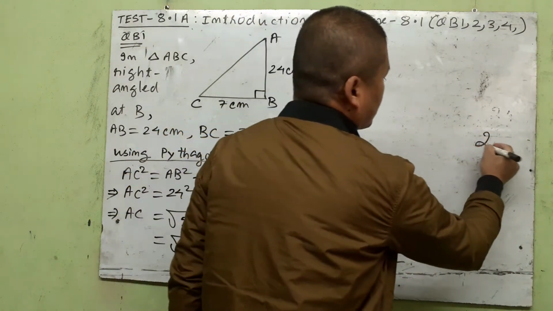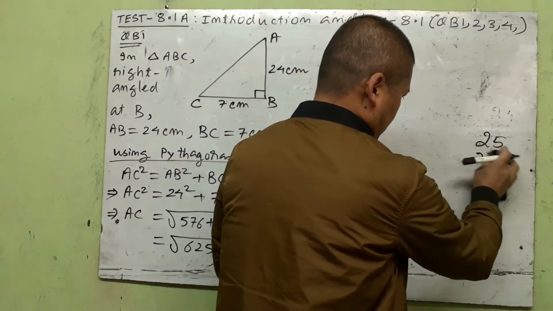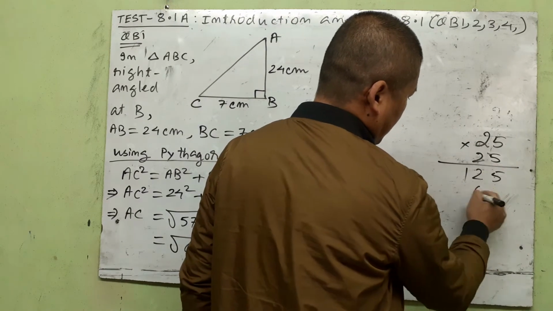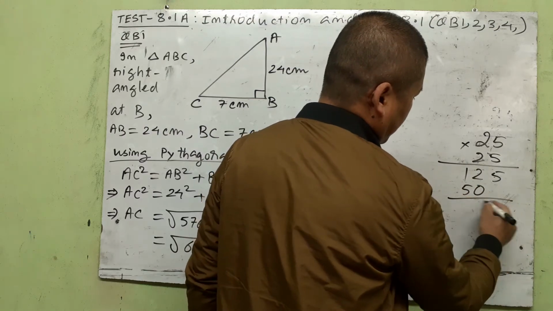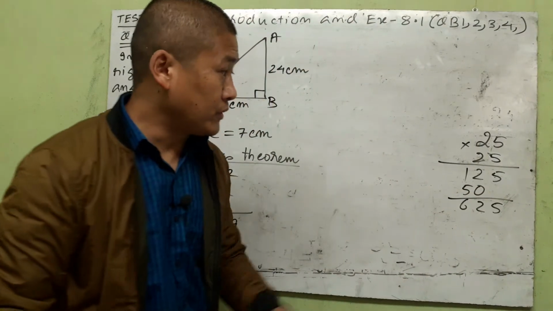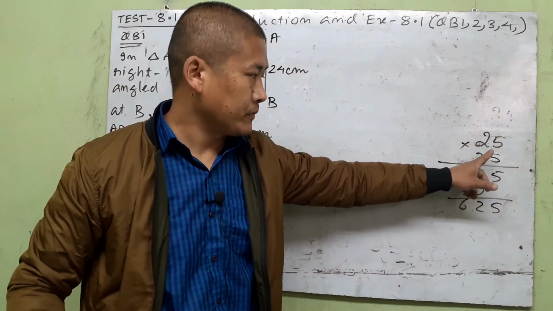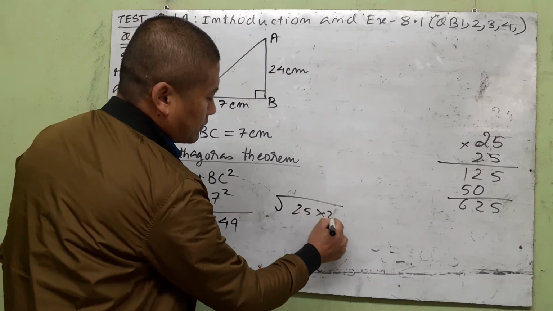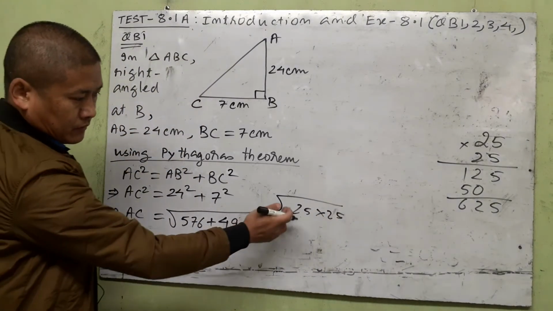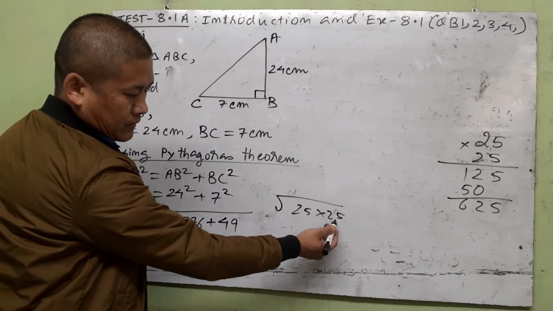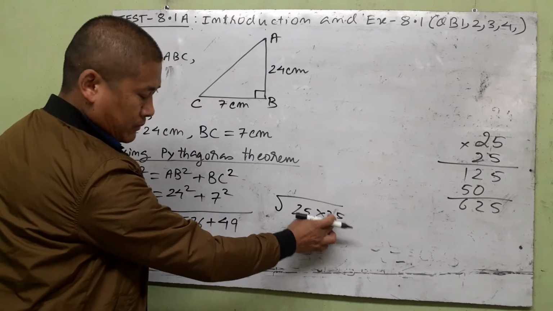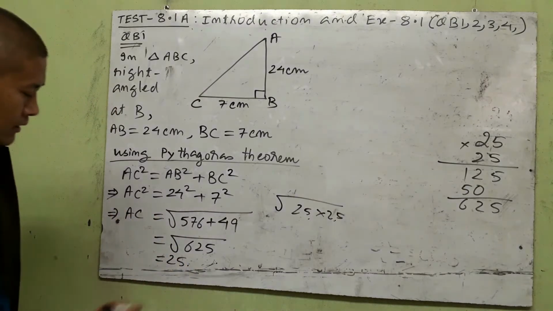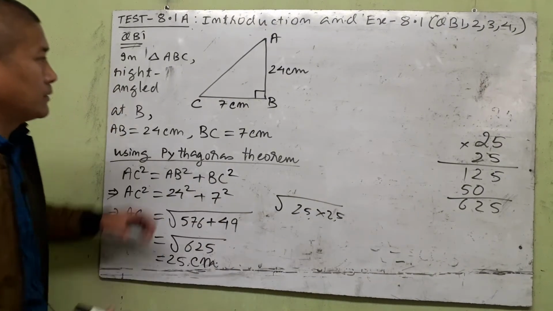Now square root we can do by the squaring method. So let's try 25 into 25. Trial method. 5 5s are 25, 5 2s are 10, 2 5s are 10, 2 2s are 4. 25 square is 625, 25 into 25 2 times. So this is nothing but 25 into 25. To remove a number from a square root, the same number twice is removed as a single 25. No more root. So AC is 25 centimeter.